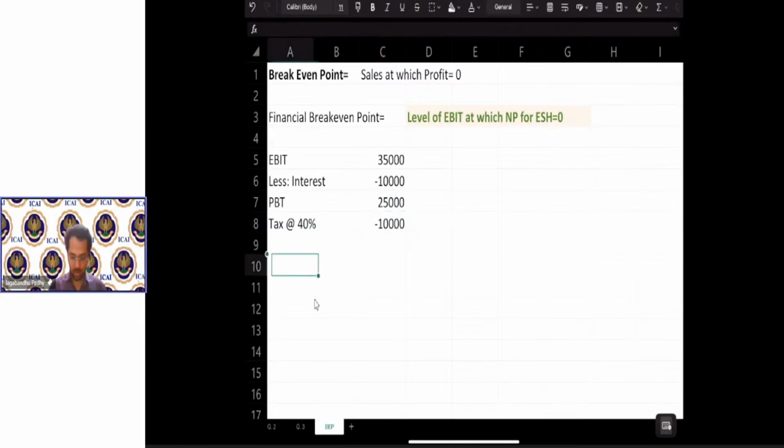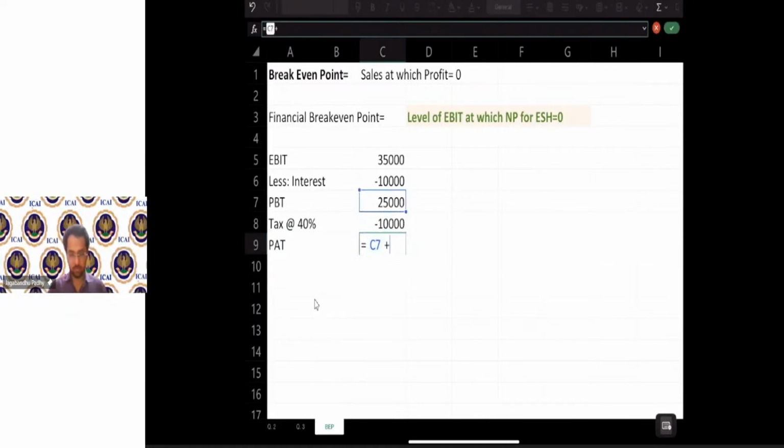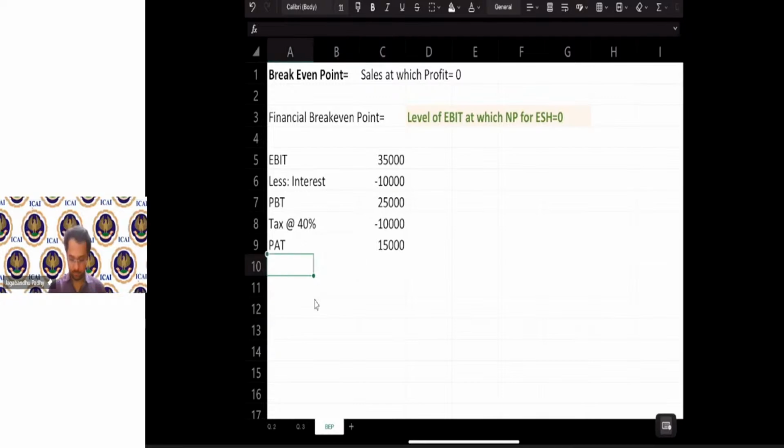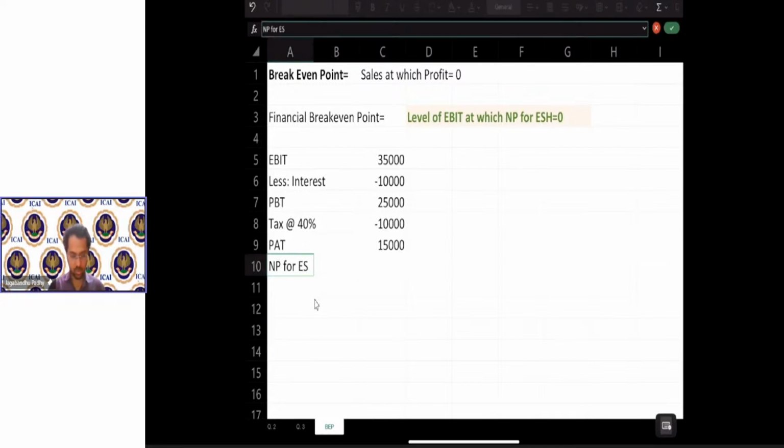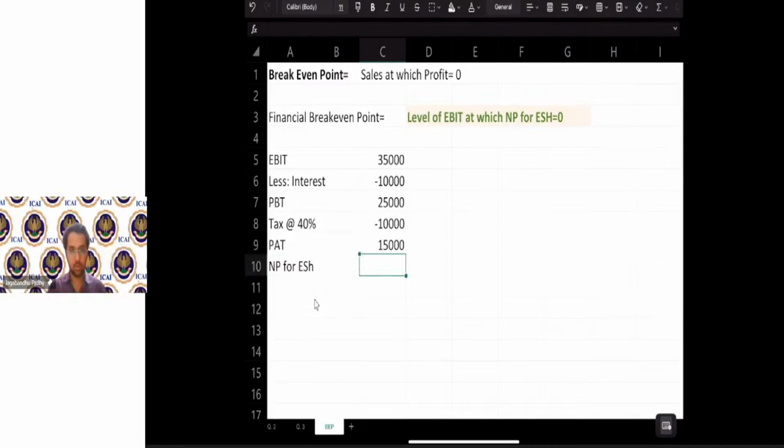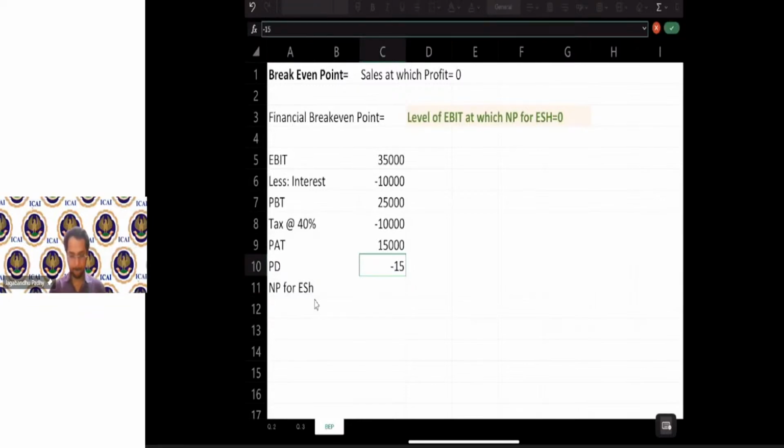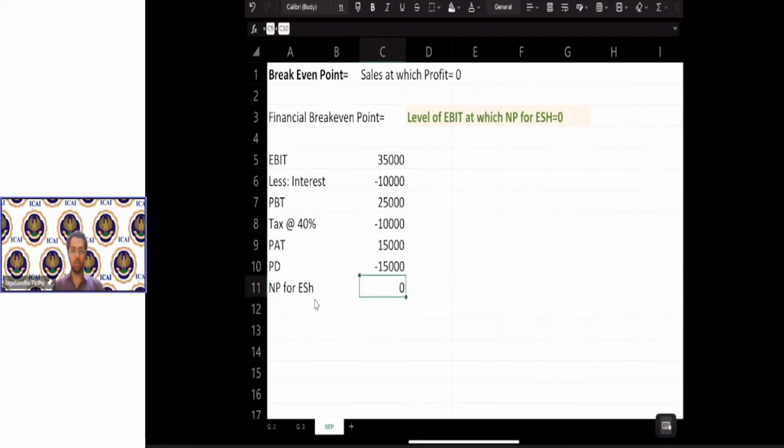And then we have profit after tax as 25,000 minus 10,000, which is 15,000. And net profit for equity shareholders is to be computed after obviously deducting the preference dividend. So let's say the preference dividend that you're paying is 15,000, and what you can say is that PAT minus the preference dividend of 15,000 is zero. So net profit for equity shareholders is zero.